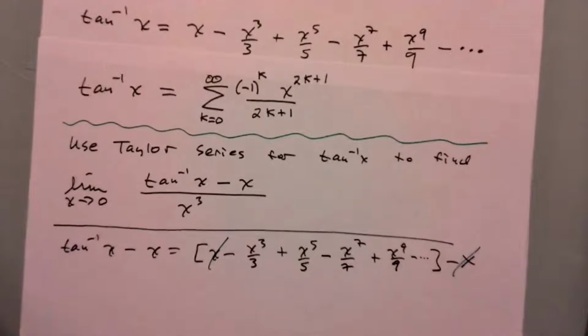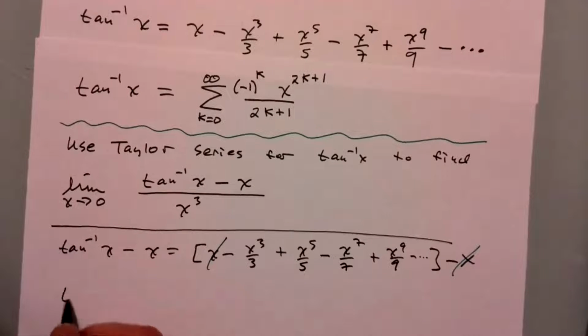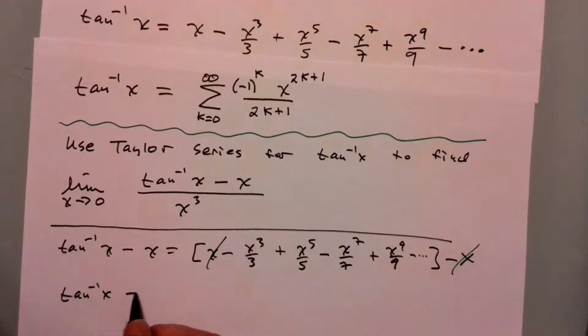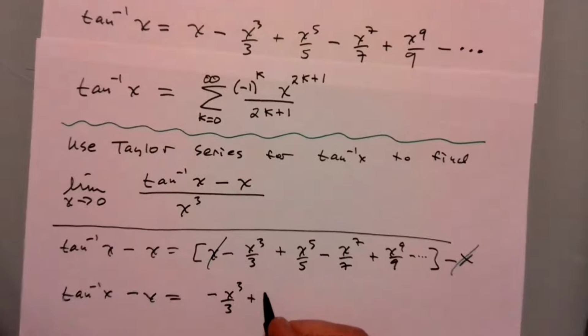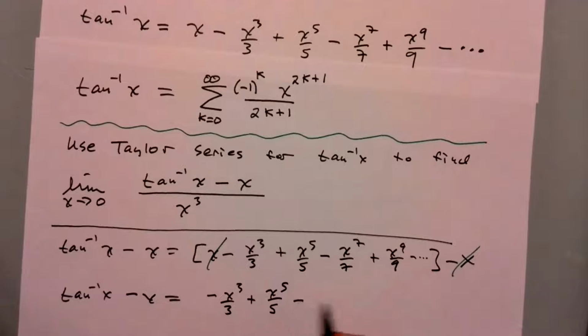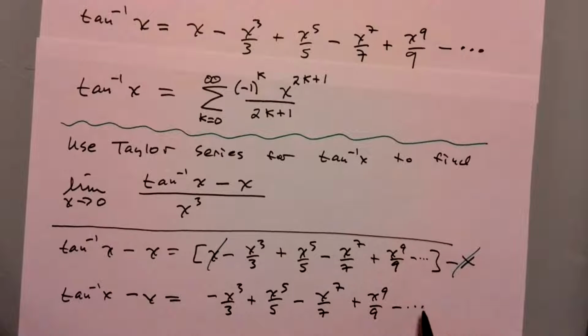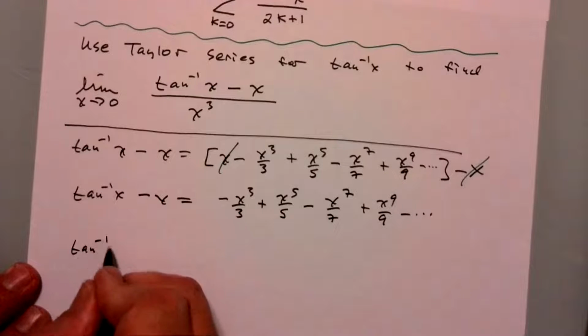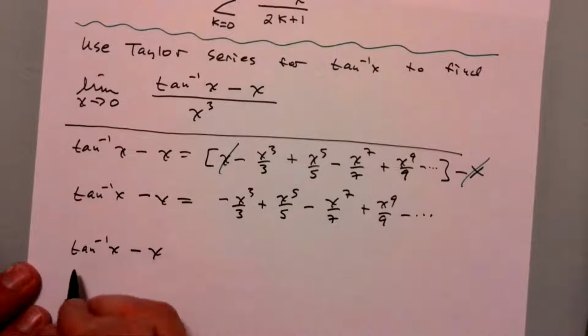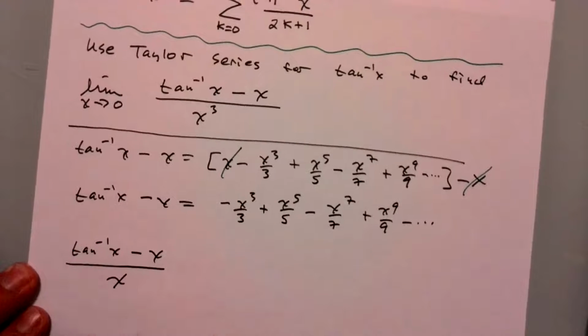Those guys subtract out. So what I'm left with is that inverse tangent of x minus x is just negative x cubed over 3 plus x to the 5th over 5 minus x to the 7th over 7 plus x to the 9th over 9 minus an infinite number of other things coming in. And then the next thing I have to do is divide that by x cubed. So the next line on this argument will be inverse tangent of x minus x all divided by x cubed.